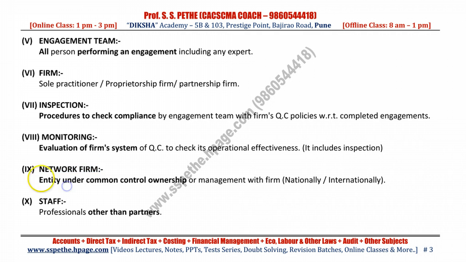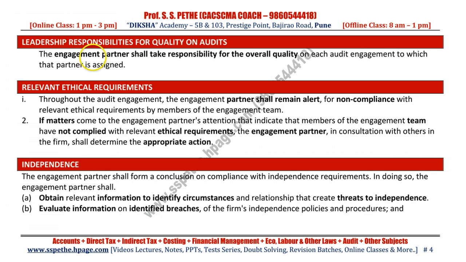Network firm: entity under common control, ownership or management with the firm, nationally or internationally. It is called network firm. So there must be a common control, ownership or management. Staff: professionals other than partners. So partners will not be treated as staff, but other professionals in the firm will be treated as staff.